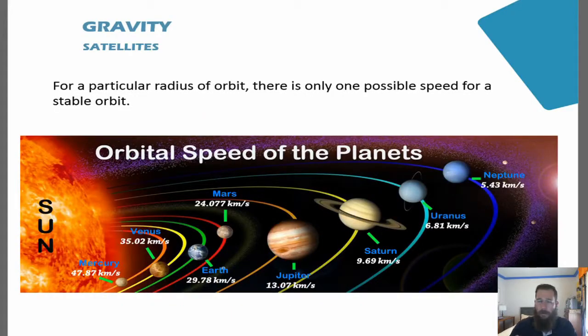Okay, so from that previous equation, what that means is that for a particular radius of orbit, there is only one possible speed for a stable orbit. So maybe during the formation of the solar system, there would have been thousands of other objects and planets between all the gaps of the major planets that we classify, but they might have been going too fast or too slow, so they either escaped the solar system or were too slow to keep a stable orbit and collided with the Sun over time.